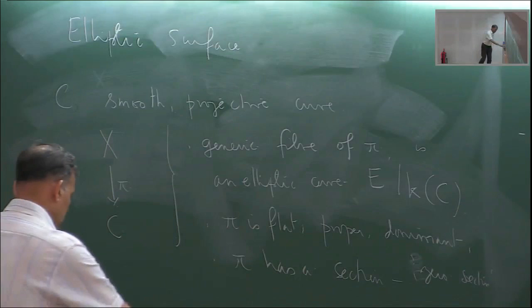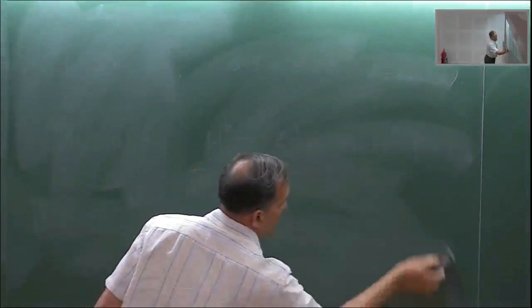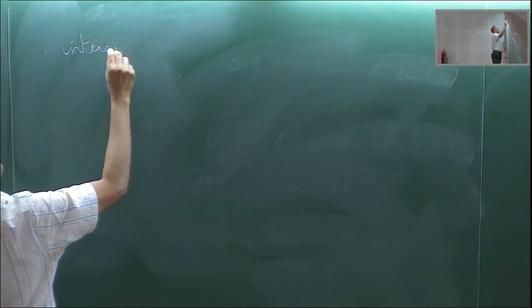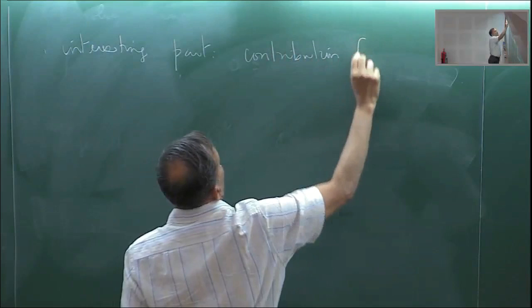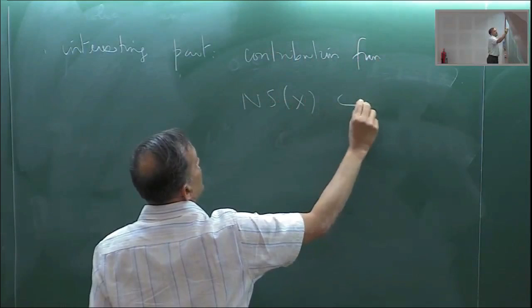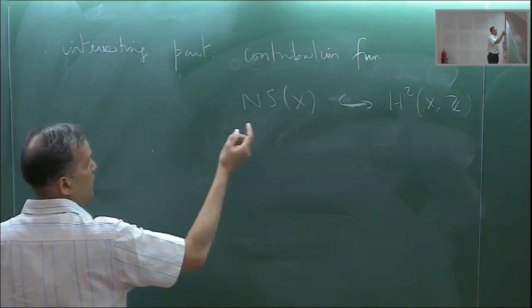You can ask for similar theorems in this context for the second cohomology. The interesting part of the cohomology has two pieces. There is a contribution from the Néron-Severi group NS(X), which sits inside H2(X), and then the orthogonal complement, which is in some sense the transcendental part.